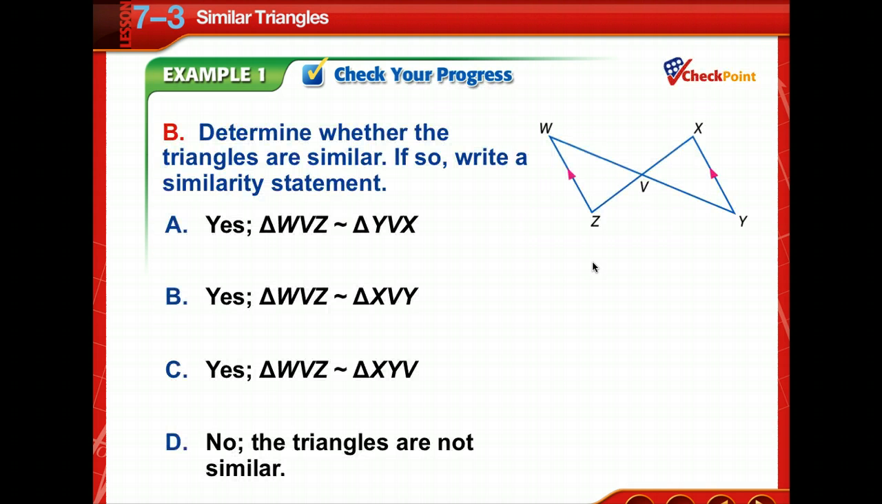Let's check this one. Pause the video for a moment and come back and check your answer. And yes, it is. We've got vertical angles and we've got alternate interior angles. So by angle-angle similarity, we can say that these two triangles are similar.